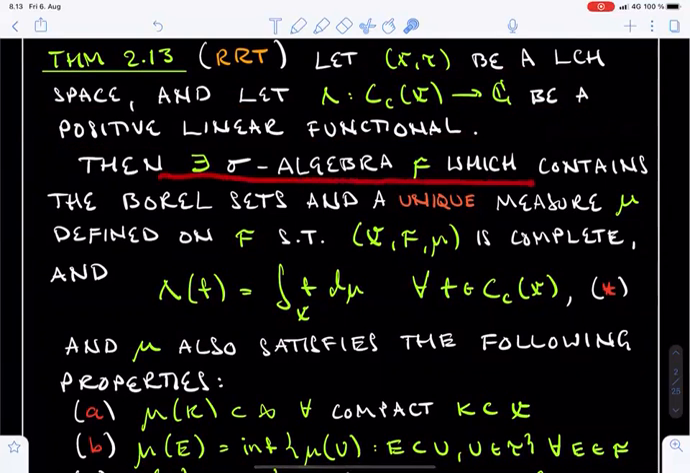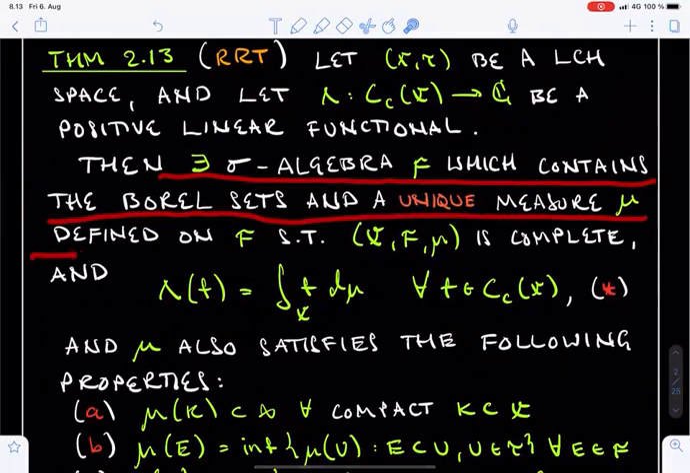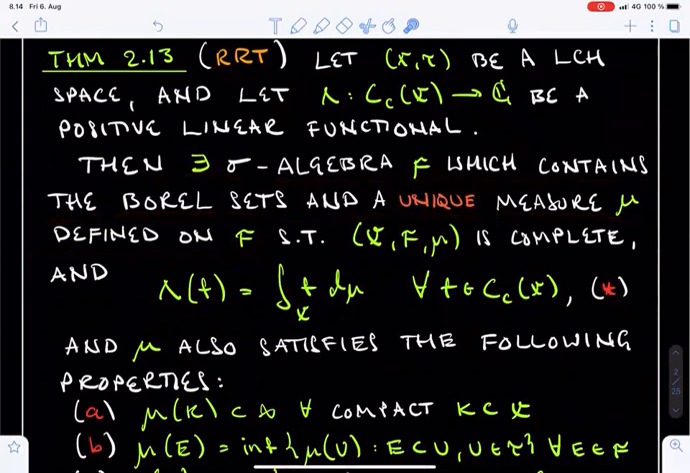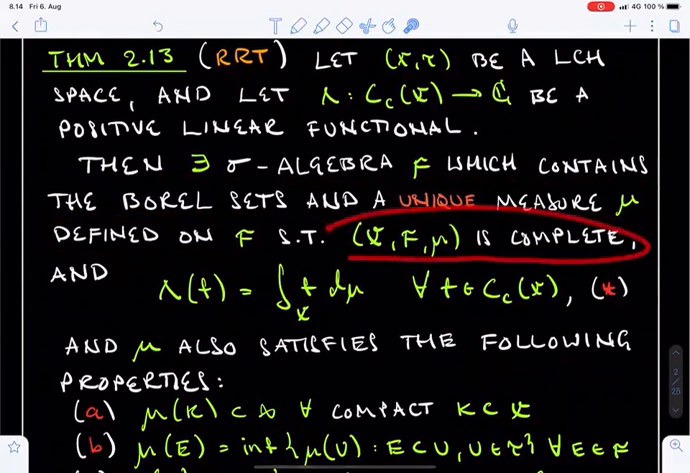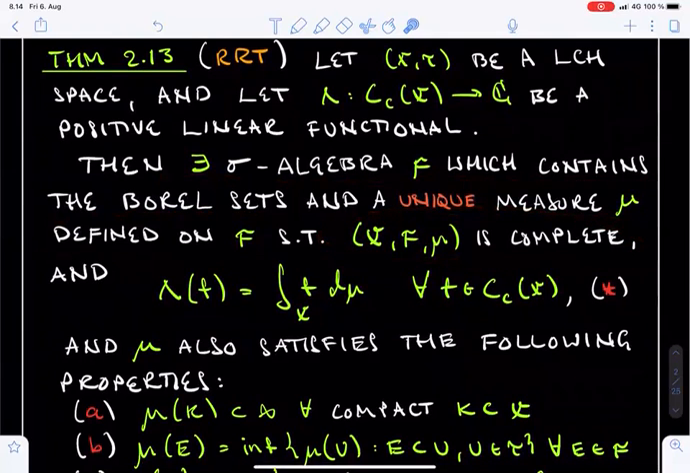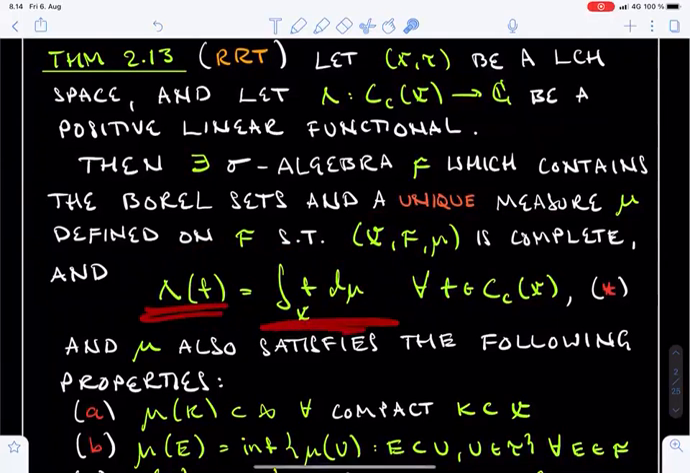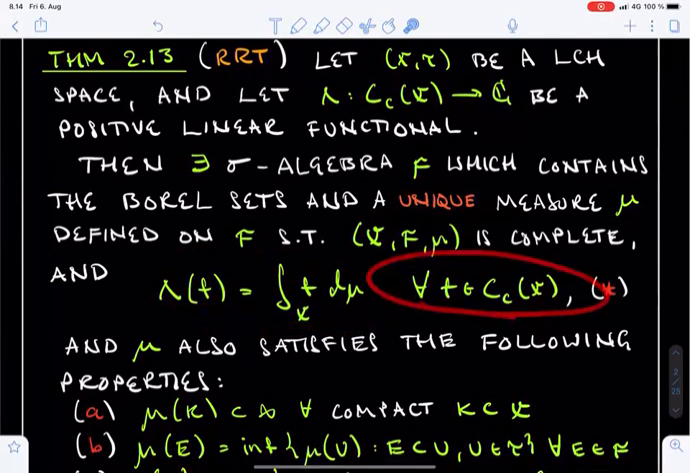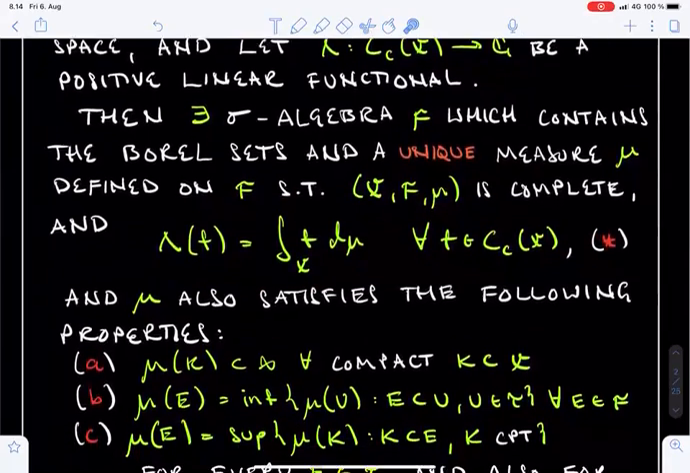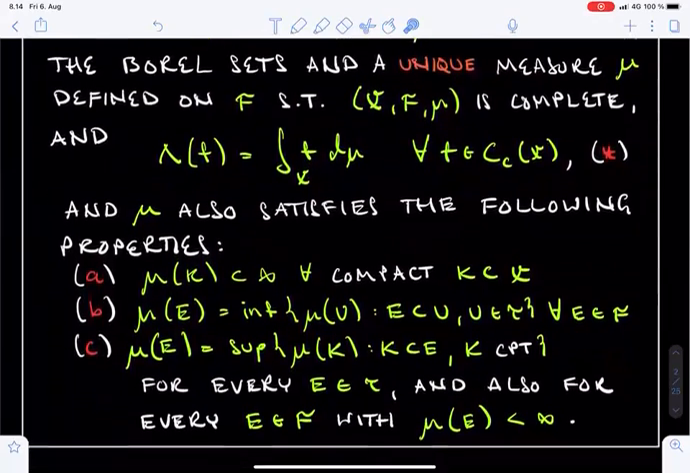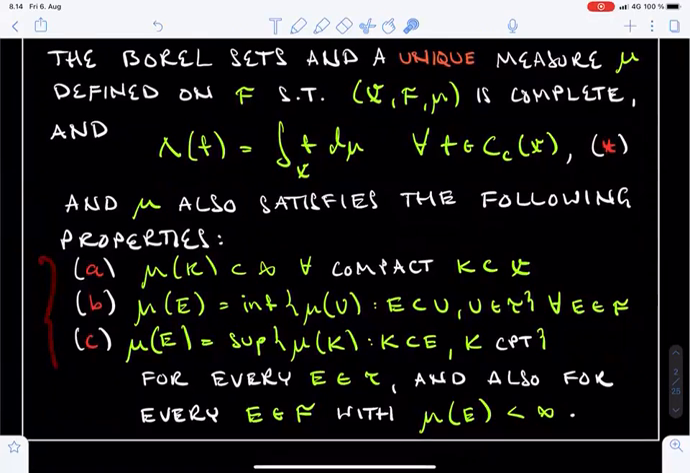Then there exists a sigma algebra F which contains the Borel sets, and a unique measure mu defined on F such that the following properties hold. The measure space X, F, mu is complete, and the functional lambda is represented by the measure in the sense that lambda f equals the mu integral of f over X for every function f in CC of X. The measure mu also satisfies the following three regularity properties A, B, and C.